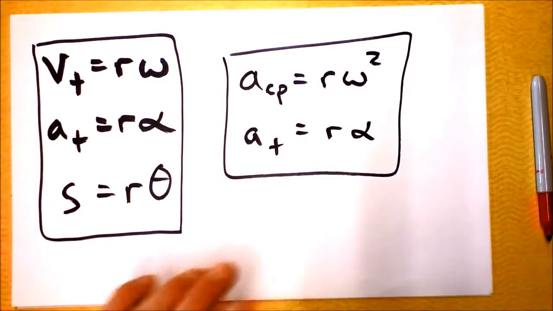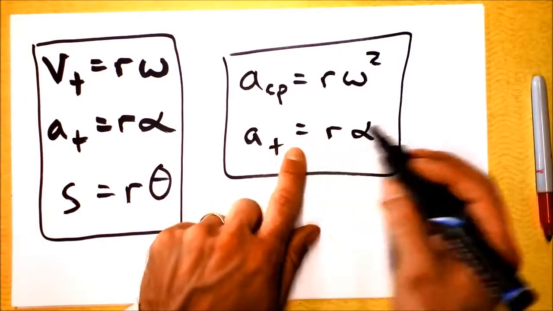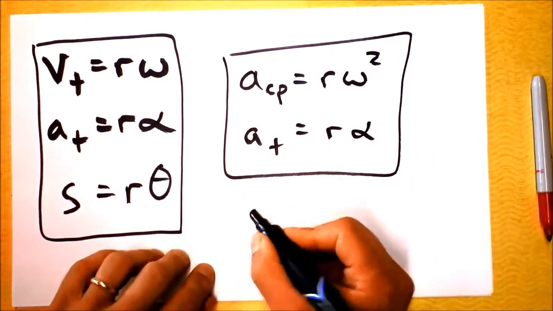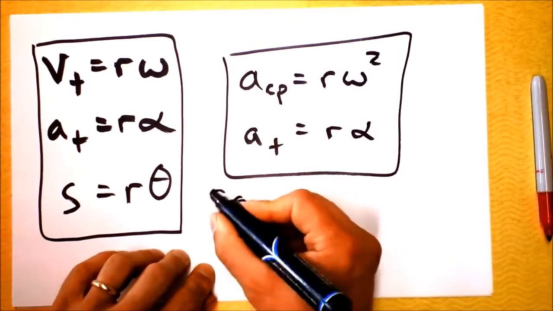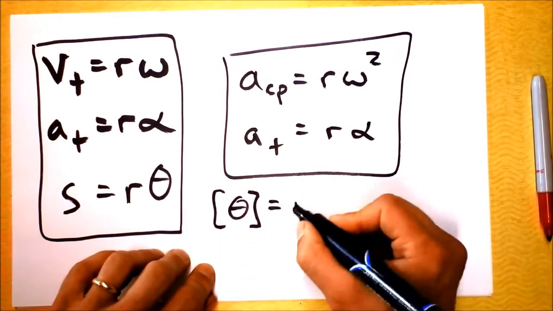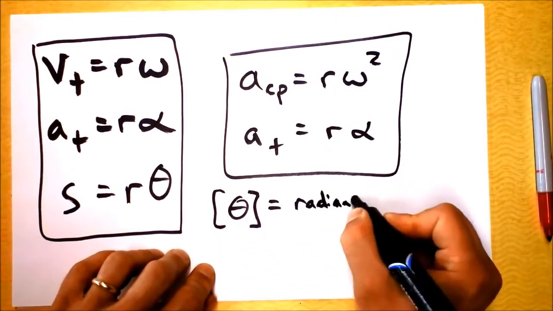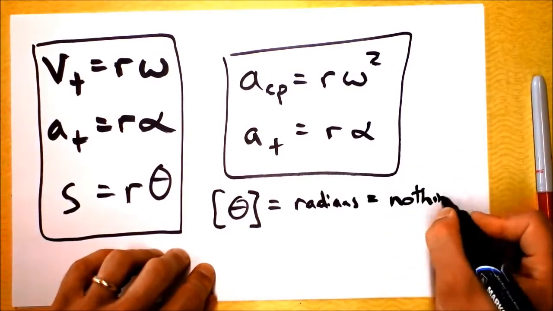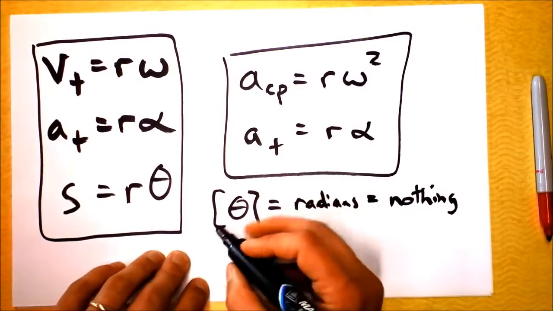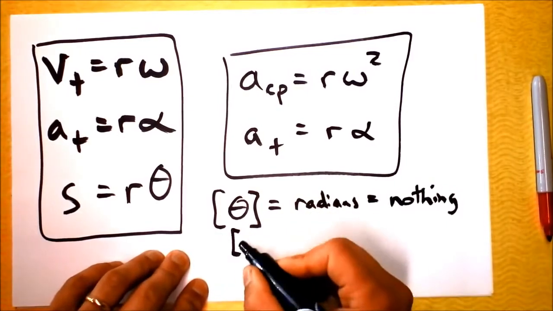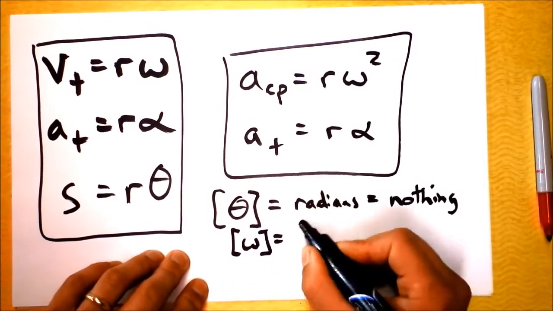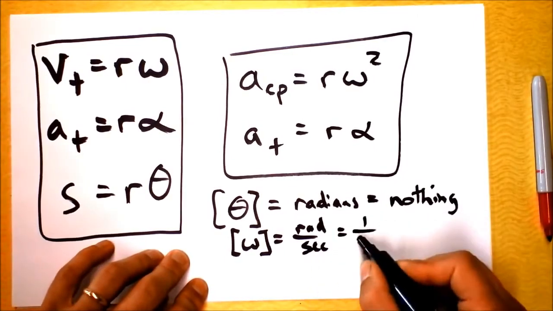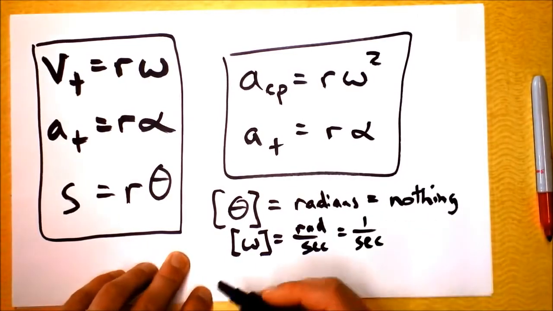And you know, all the units for these things, this is very, very interesting. The units for theta are radians, or nothing, because radians are kind of also unitless. And the units for omega are radians per second, which is the same thing as 1 over seconds, because radians don't really exist.